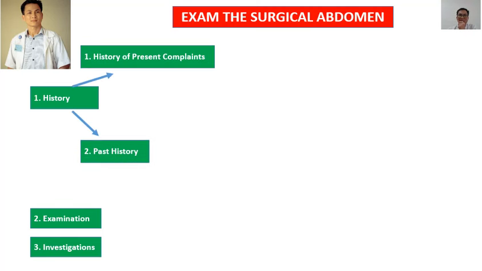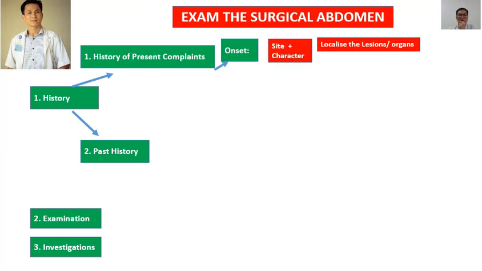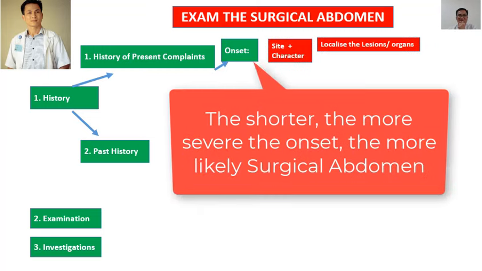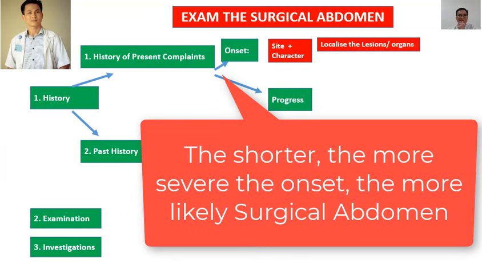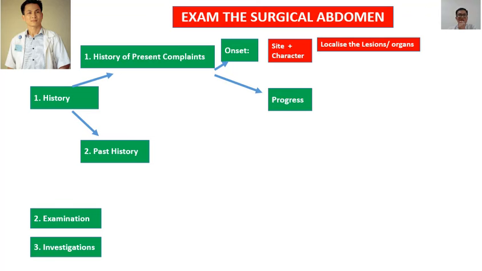We can recognize a surgical abdomen with a thorough medical history, and here are key aspects to consider. The first one is the characteristics of the onset and the progress. The shorter the duration, the more severe and sudden the symptoms, the more likely you are dealing with a surgical abdomen. Remember: rapid onset is a red flag. But how do we determine if the onset is rapid or sudden?